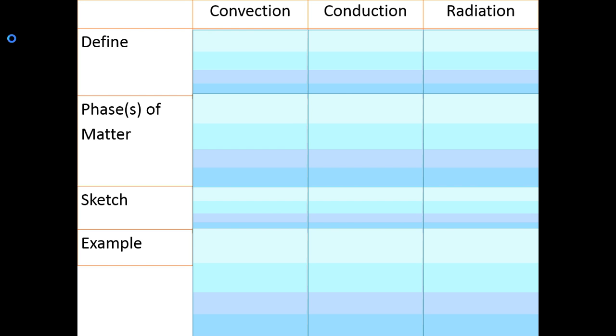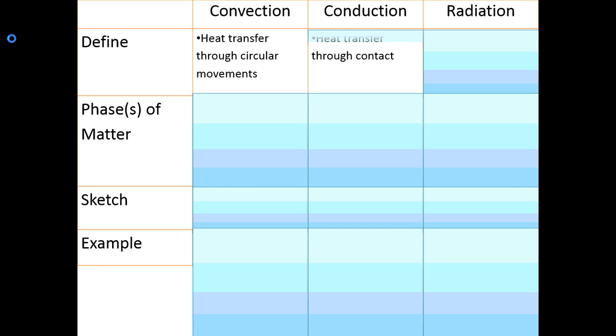To look at your chart, we have all of the different types of heat energy transfer. So we have convection, which is heat transfer through circular movements. You can also add there that it's due to heat changes and density differences. Conduction is heat transfer through contact, and radiation is heat transfer through wave movements.